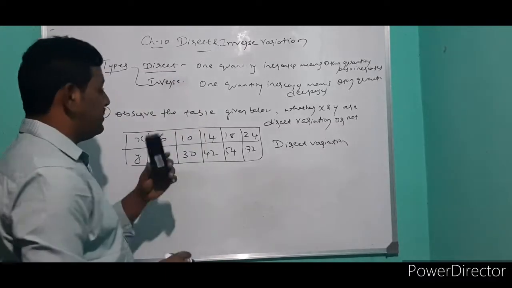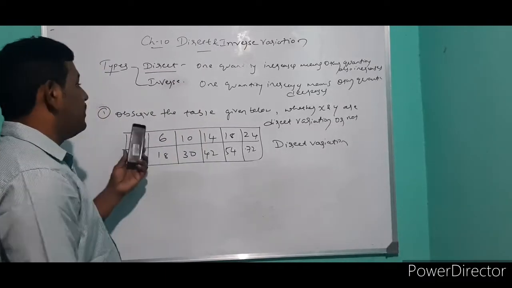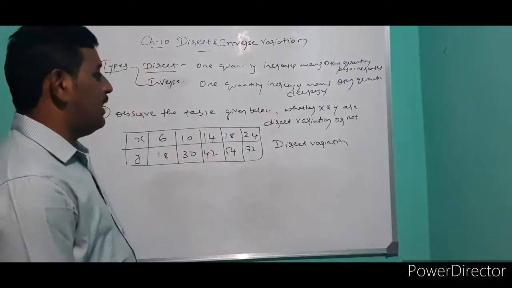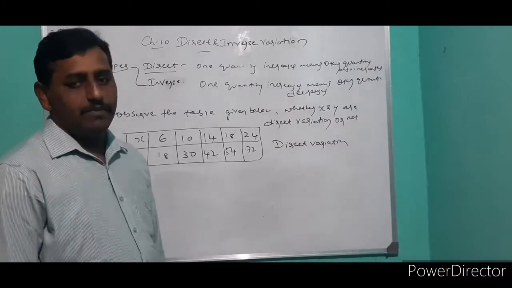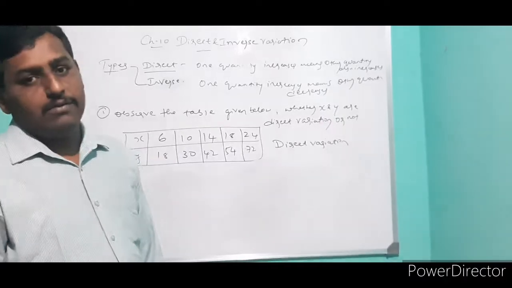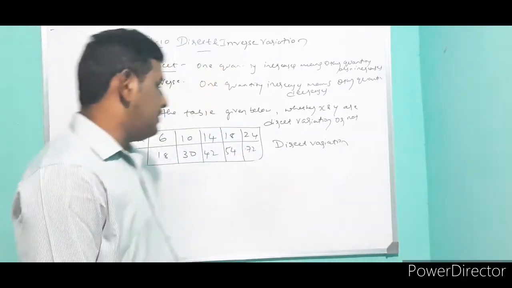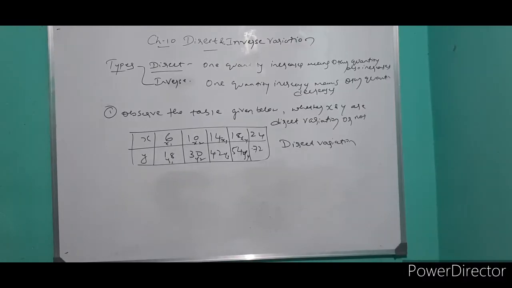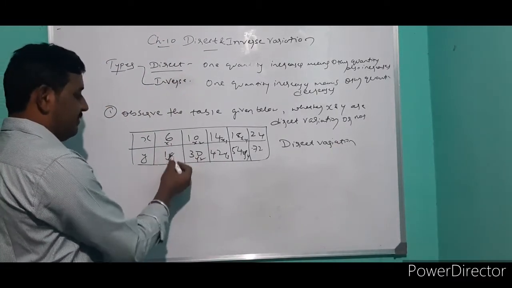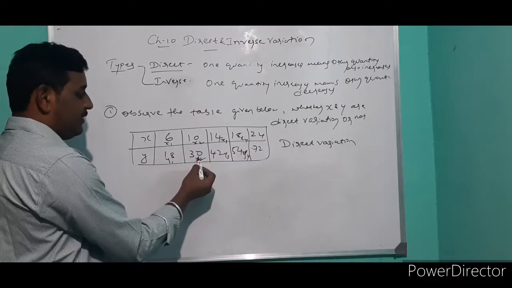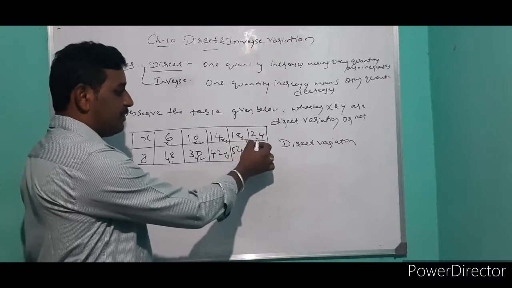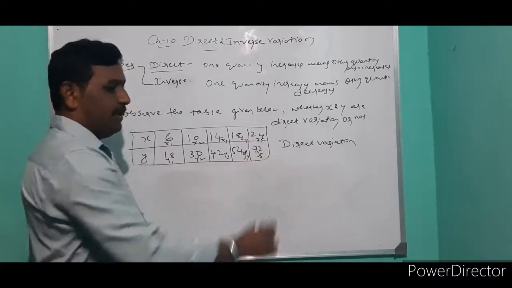In direct variations I am taking one problem. Observe the table given below and check whether x and y are in direct variation or not. How to check direct variation? This is x and y. The first column we consider as x1 and y1, the second column x2, y2, the third column x3, y3, the fourth column x4, y4 and the fifth column x5, y5.